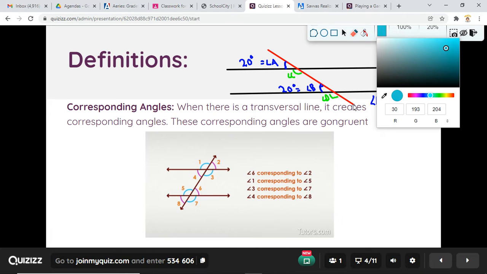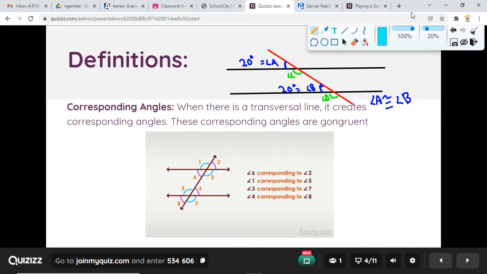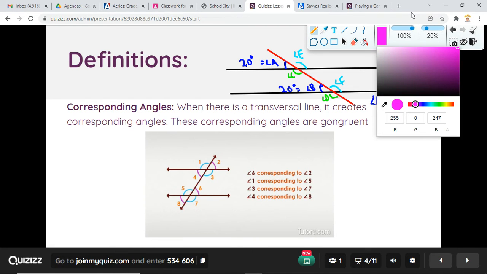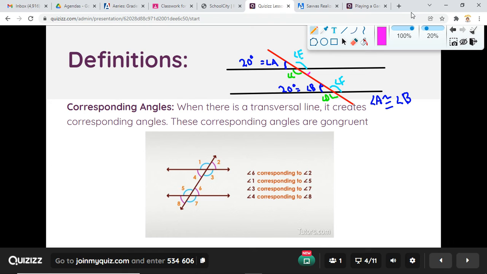We could also have these angles right here. We'll call them angle E and angle F. Angles E and F are equal to each other. And then we have the last set right here, these two that are beneath the parallel lines and to the right of the transversal. We'll call them angles G and H. Angles G and H would be equal to each other as well.